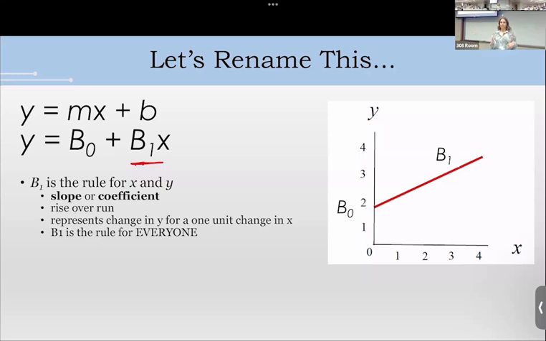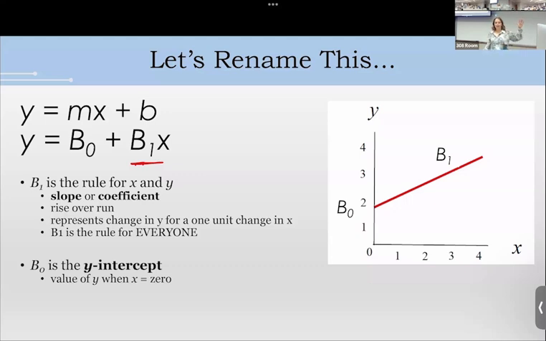b1 is the rule for everyone because we created one line that fits best for all the data points. And b sub 0 is the y-intercept. So it's the value of y when x equals 0. I'm glad I picked weight because it's going to foreshadow where we're going to get to in a minute. So it would be the value of y when somebody weighs 0 pounds. That's kind of weird. Nobody ever weighs 0 pounds. Hold that in the back of your brain. We're going to solve that problem.